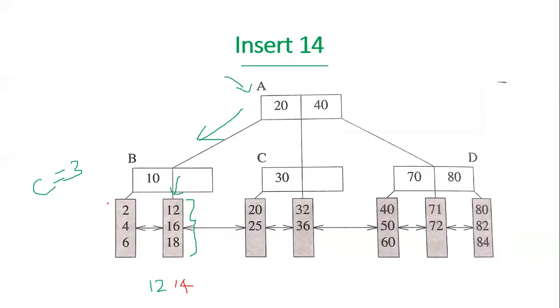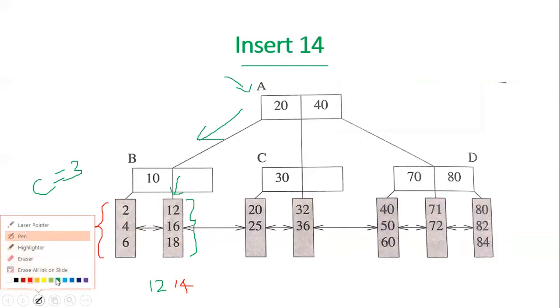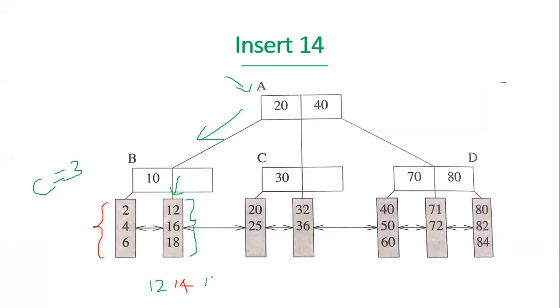This can be represented either vertically or horizontally. There is no issue in that. Here it is given vertically, you can also put it horizontally. 12, 14, 16, 18. So this is the new node which you get, but it is an overflow condition because the capacity is only 3. Now what should we do? Split this into 2. If you split this into 2, 12 and 14 will become one node, and 16 and 18 will become another node.